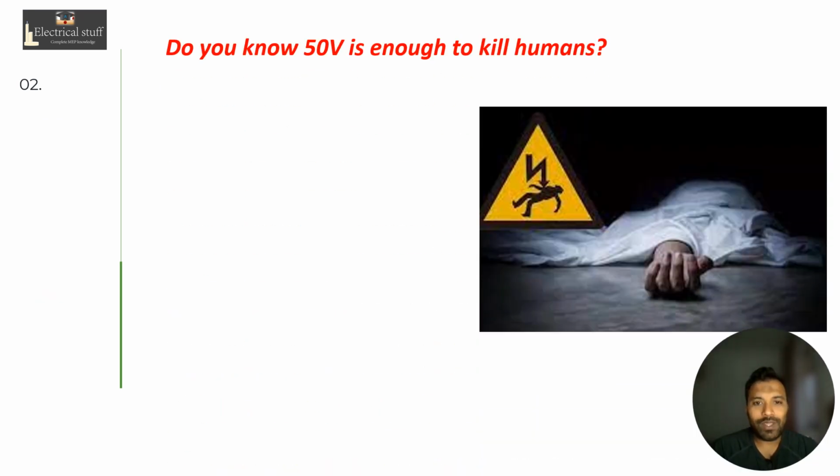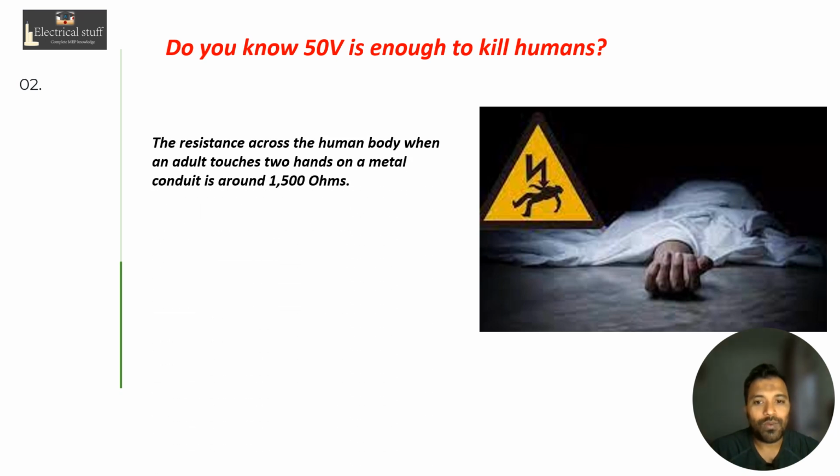So I have a question for you. Is 50 volts enough to kill a human being? What is your answer? Yes or no? Okay, now I will explain what happens. Consider a human being touching a metal conduit, or any metal, with his hands like this. What is his resistance? It is 1500 ohms.